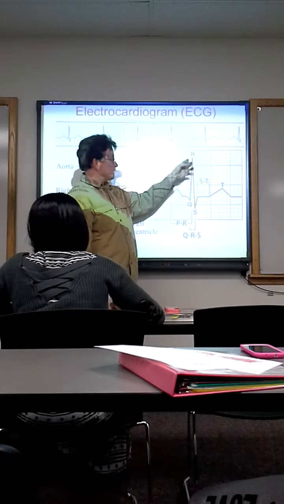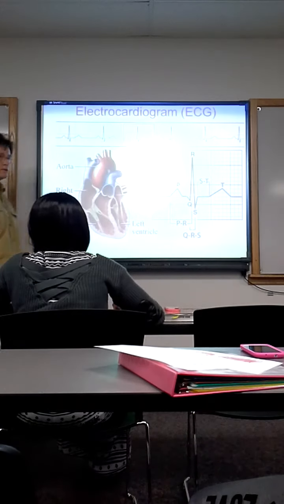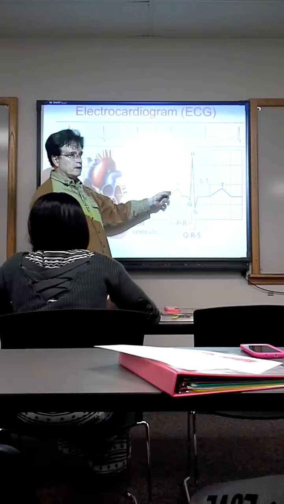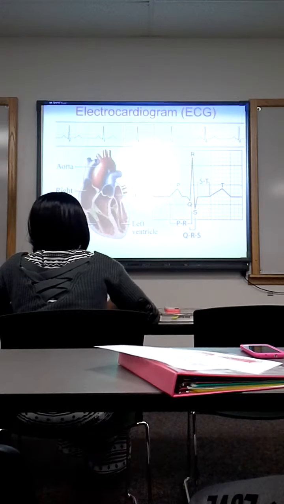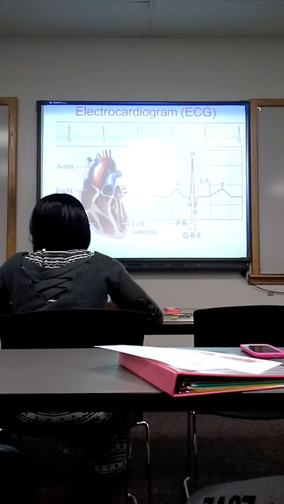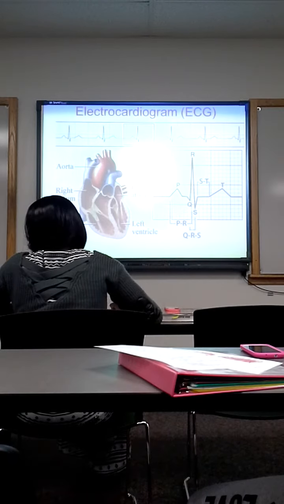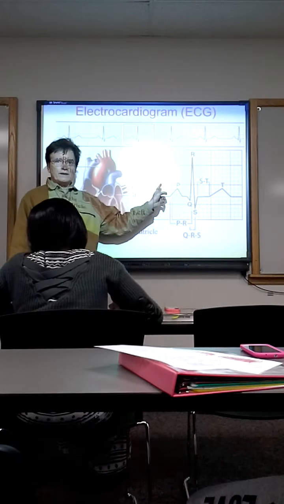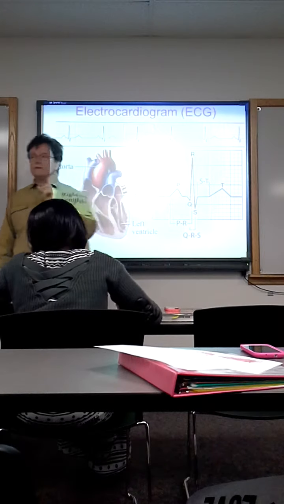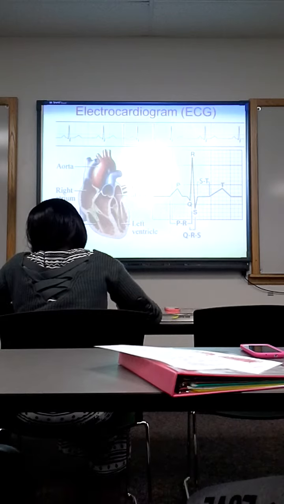Notice there are three major deflections found in a normal electrocardiogram. The first deflection is called the P wave. The P wave corresponds to the action potential passing through the atria. The P wave is the depolarization of the atria. The P wave is the signal for the atria to contract. The P wave is the electrical signal telling the atria, contract.